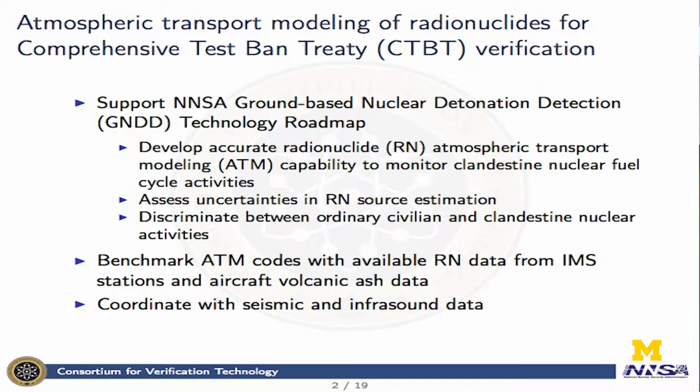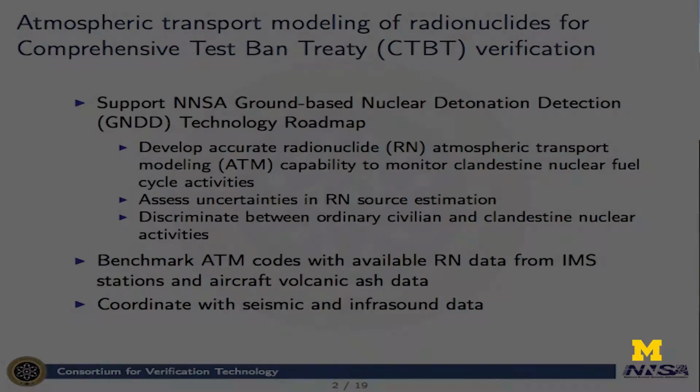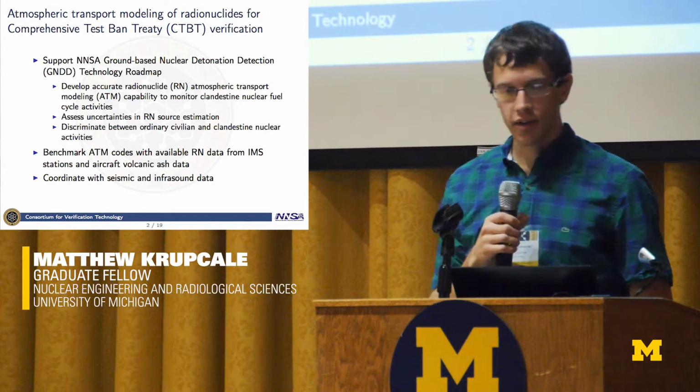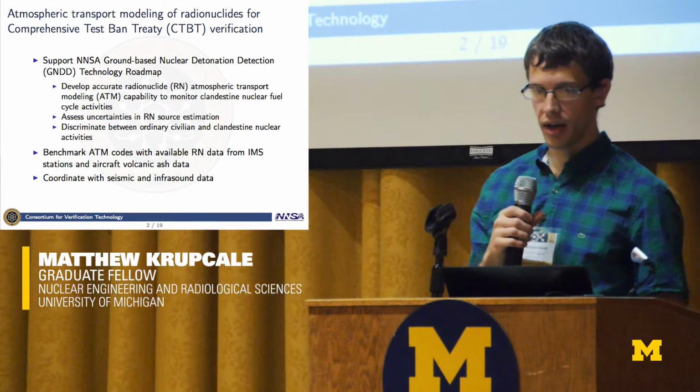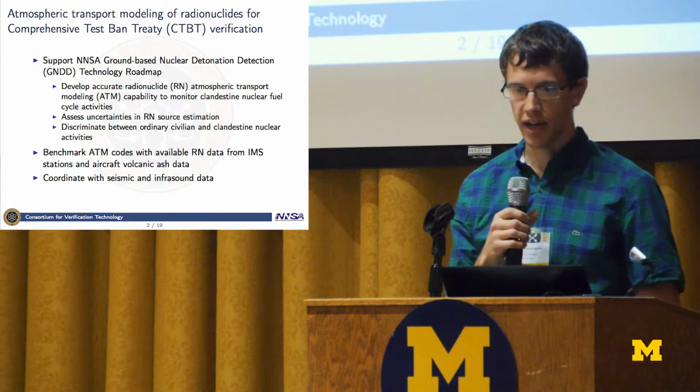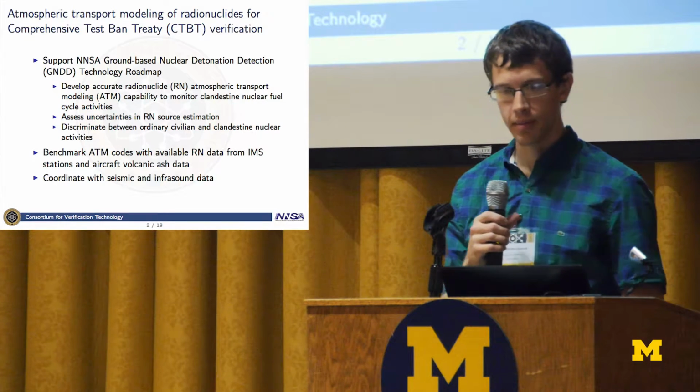So our goal here, under the context of the CTBT, the Comprehensive Test Ban Treaty, is to be able to detect radionuclide signatures, in particular from clandestine activities, including weapons tests. And we want to be able to localize the source, pick up the intensity of the explosion, and then we can make decisions based on that. And this is under the guise of the NNSA ground-based nuclear detonation detection roadmap.